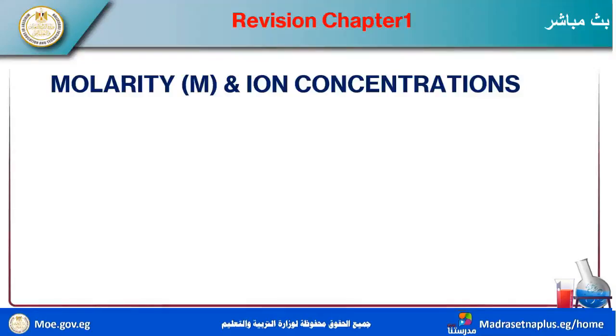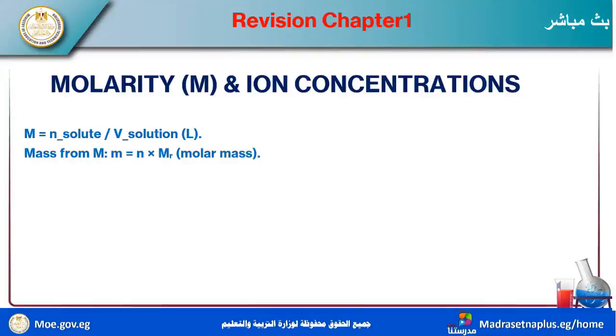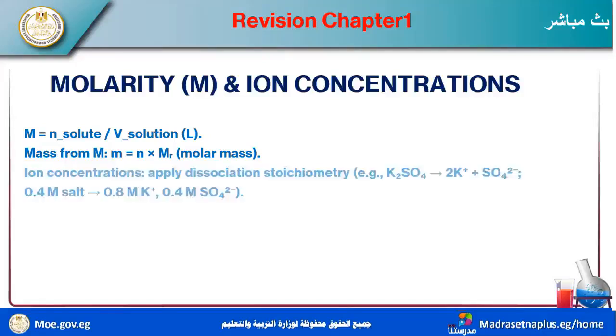We know the concentration using molarity and ion concentrations. Now, molarity equals the number of moles divided by the volume of solution per liter. We have n solute, I mean the number of moles of solute, and V solution in liters, I mean the volume of solution per liter. Now we have m equal to n times M, where M is the molar mass. This is to know the mass of this substance.